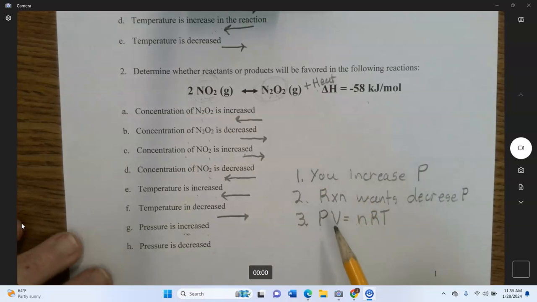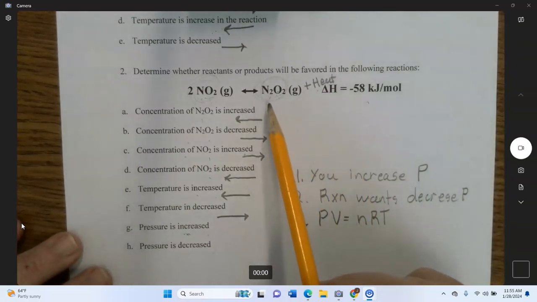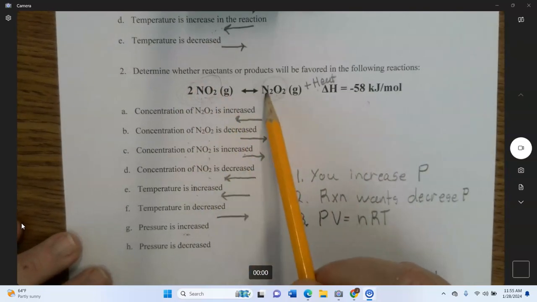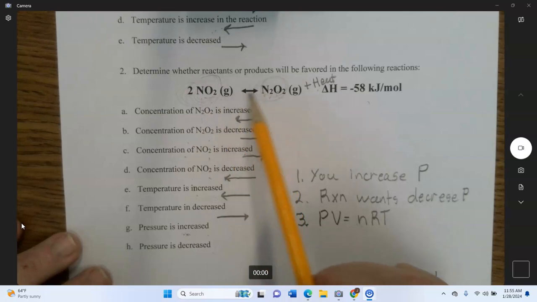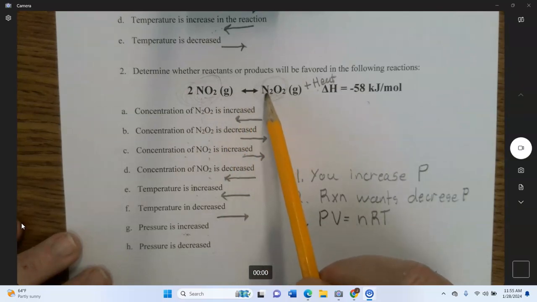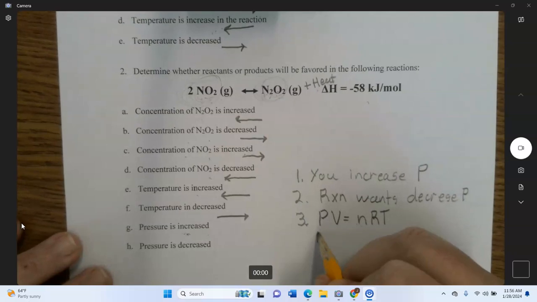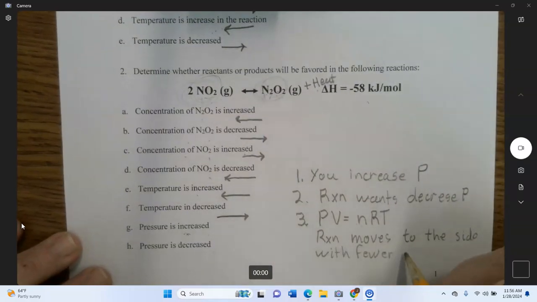So if it wants to decrease the pressure, it's going to want to go in the direction of fewer moles. So it's going to want to go from the 2 mole side over to the 1 mole side. And that's going to favor products, okay? So it's not about favoring products, it's about favoring the side that has the fewest moles if it wants to decrease pressure, okay? So reaction moves to the side with fewer moles.